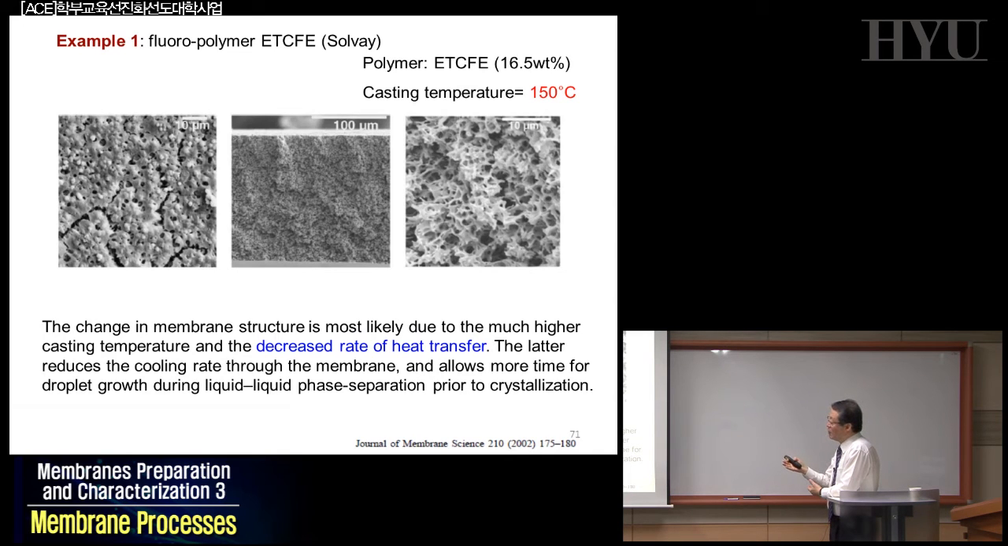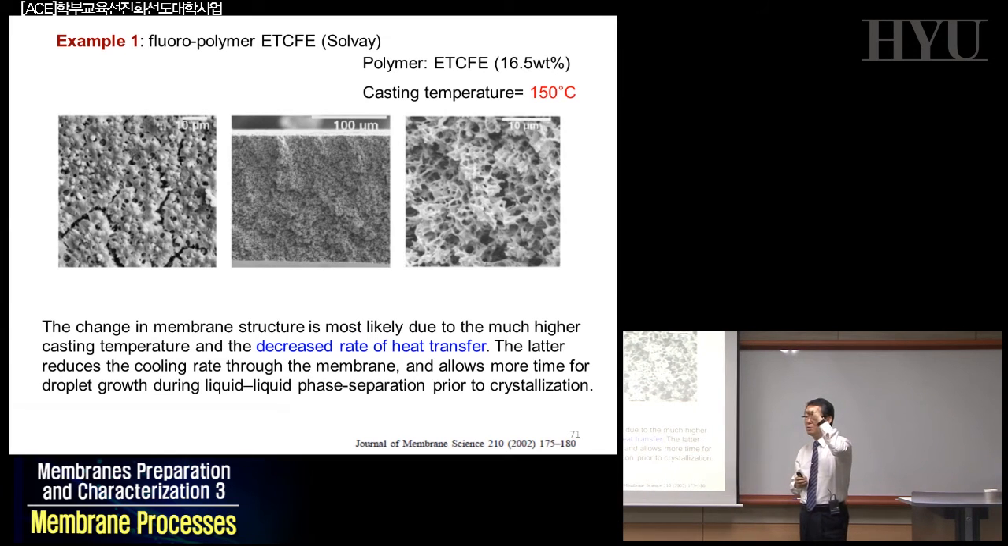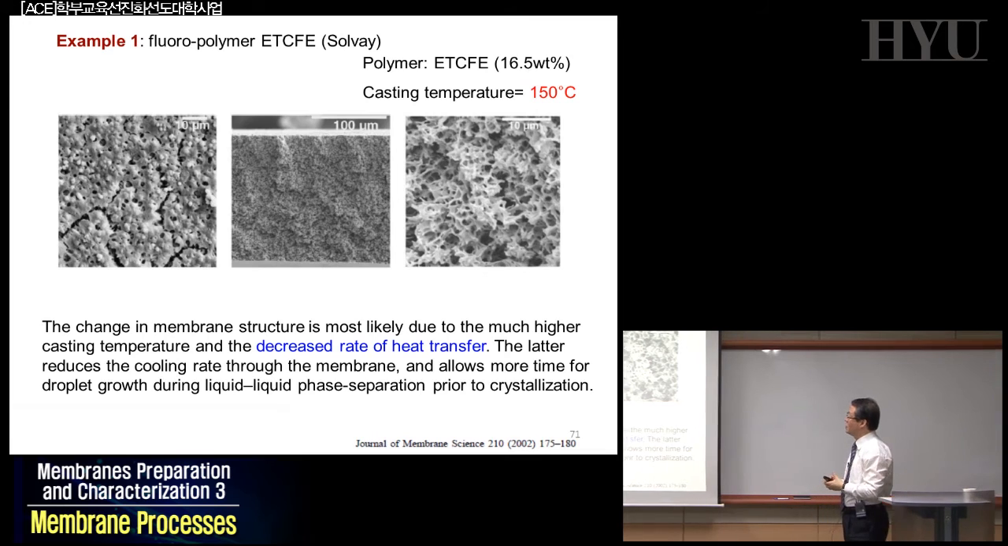So if you want to make a porous membrane, what you want to do is increase the temperature so that your heat transfer rate is minimized, to make the polymer crystallize and make your porous membranes by increasing the temperature of the casting solution. So by changing your dope composition and your starting point, you will be able to make porous or non-porous membranes using this TIPS process.